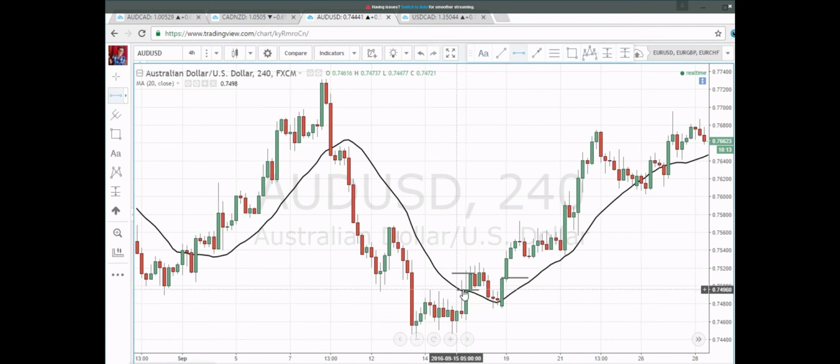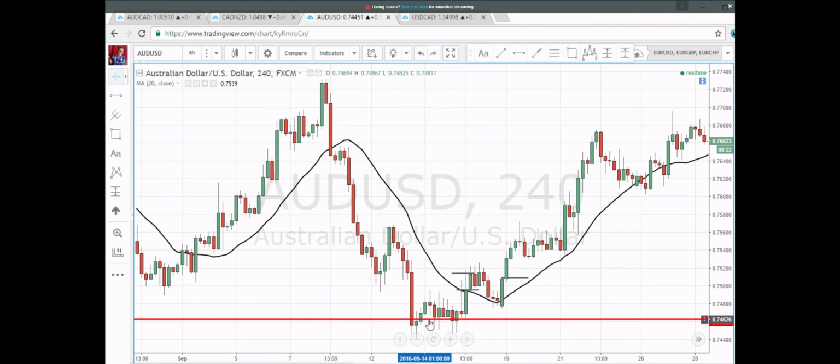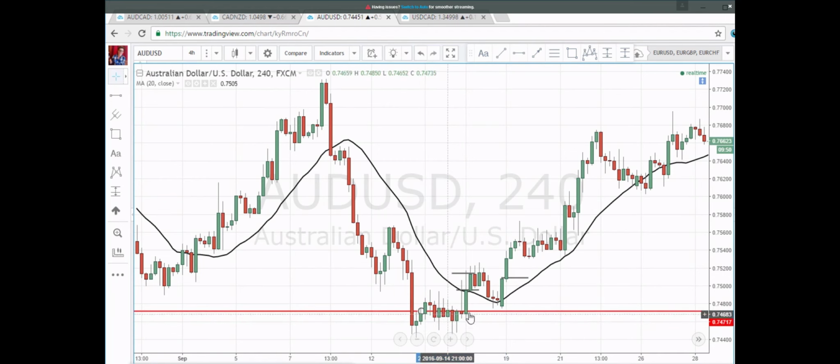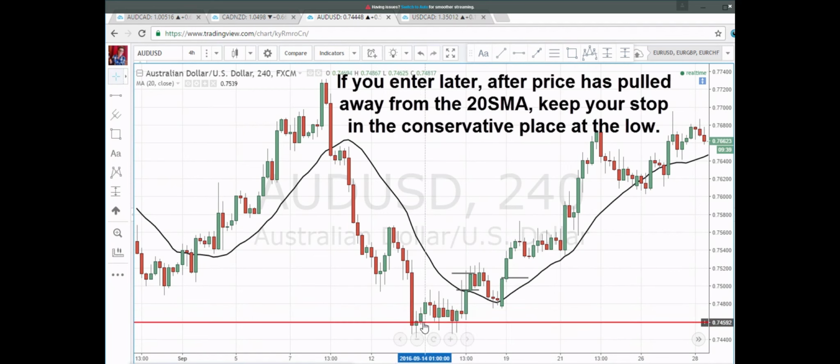So in the initial entry, when you enter here, you again would place your stop loss here at the bottom of this candle, the candle that broke the 20 SMA. If you enter here after price has pulled away a little bit from the moving average, you can usually pull your stop loss a little bit closer. Although you can see that this was then pretty tricky, it is very likely that you get taken out here during this retest because it goes pretty deep. So if you enter late, you should probably still keep your stop loss at the original place.